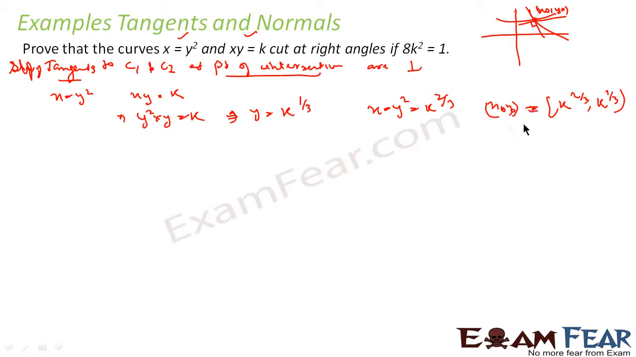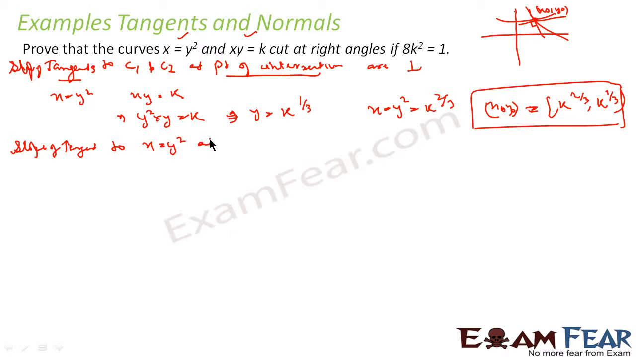The point of intersection I found is k to the power 2 by 3 and k to the power 1 by 3. The very easy process to find the point of intersection: just merge these two equations and get a common value. Now I have the point of intersection. So let's find the slope of tangent to C1, that is x is equal to y square, at k to the power 2 by 3 and k to the power 1 by 3.